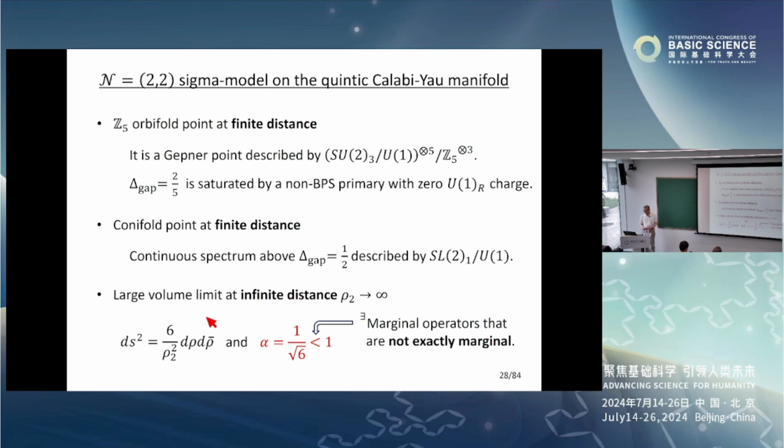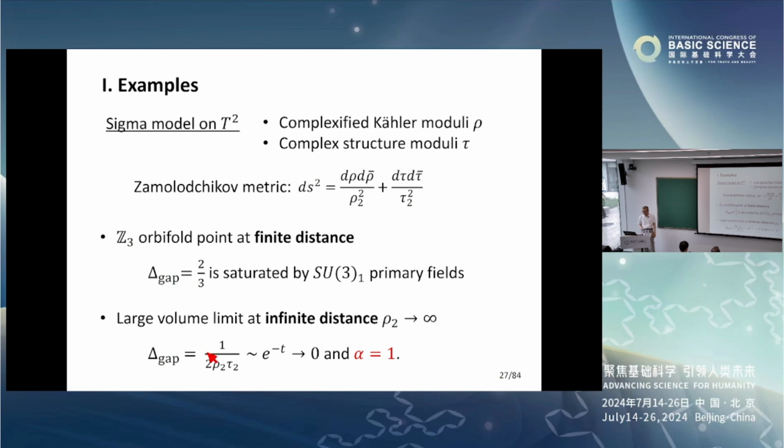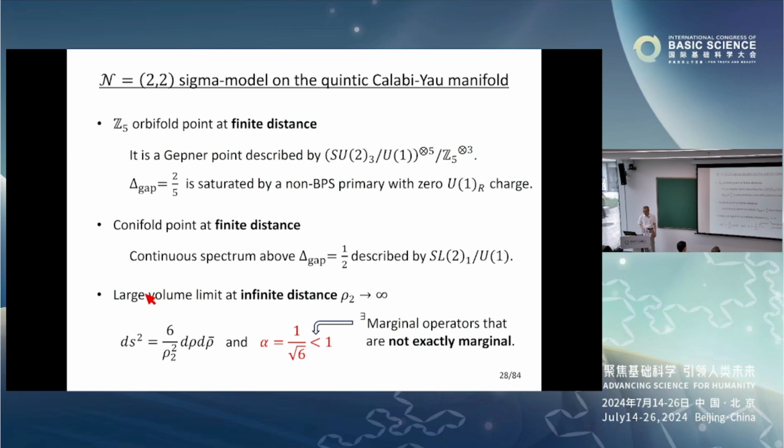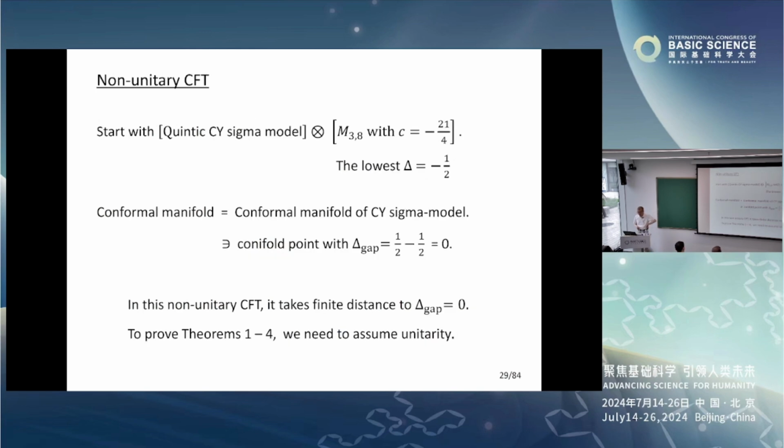There is, of course, the large volume limit, which is at infinite distance. But interestingly, compared to this Zamolodchikov metric of the torus, if you do the calculation carefully, there is a factor of 6, which means that alpha is actually 1 over square root of 6, which is less than 1. But it's greater than 1 over square root of the central charge. And if I have time, I will explain that this 6 is actually a very natural number, and where it comes from.